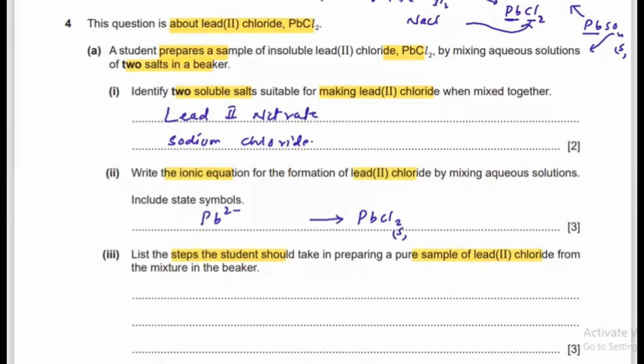Lead is 2 positive, so just write 2 positive. Chloride is 1 negative, and both these ions are present in aqueous form. Then the product is solid, and then balance this equation.